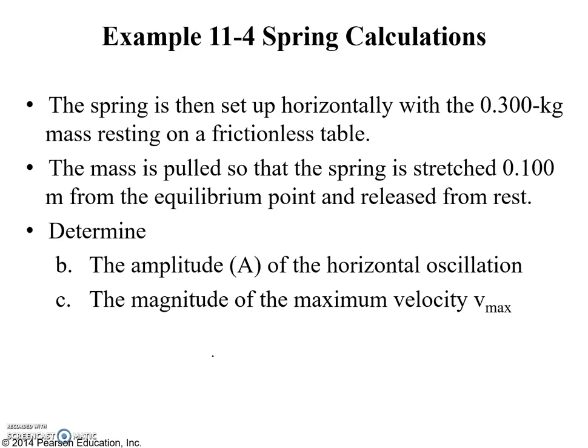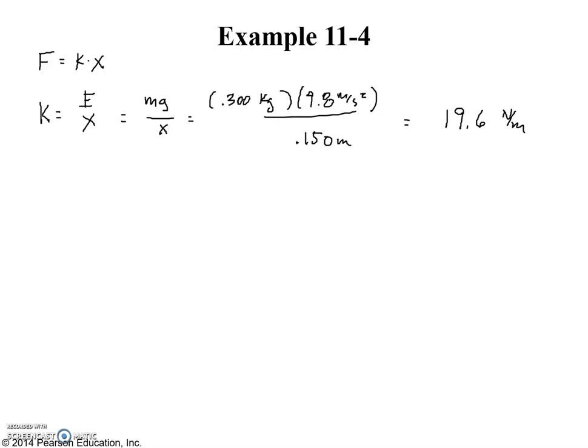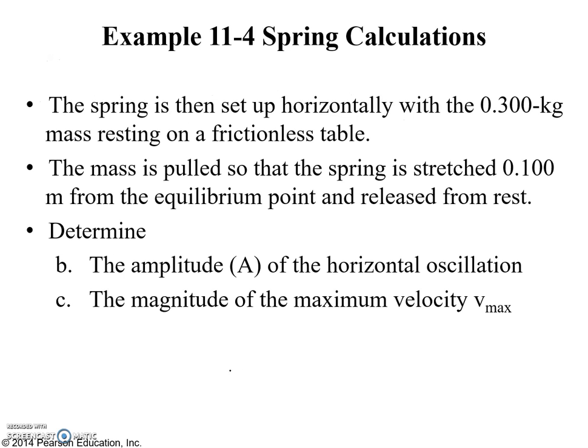Okay, so that's again a little bit of a review of dealing with springs and spring constants. Let's now take a look at this situation where we set it up horizontally as a simple harmonic oscillator. So we calculated the k value, it's 19.6. So we can write that down, k equals 19.6 newtons per meter.